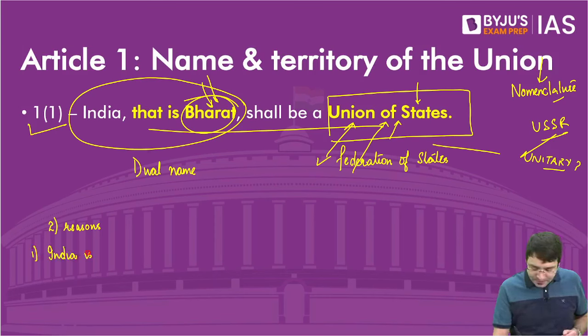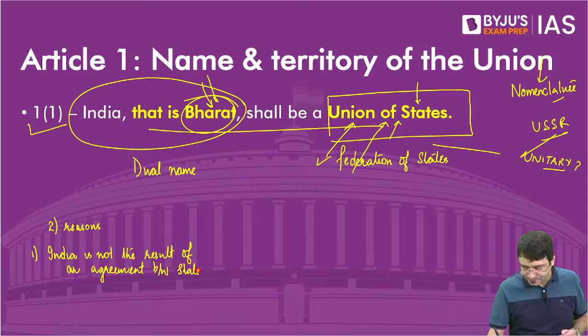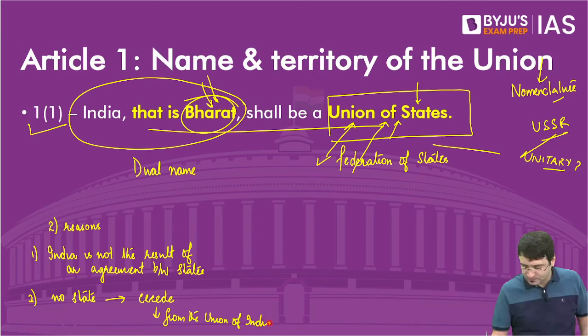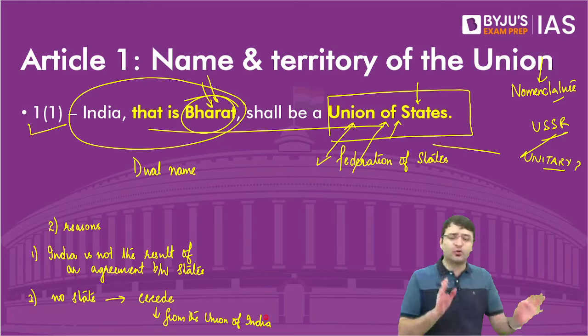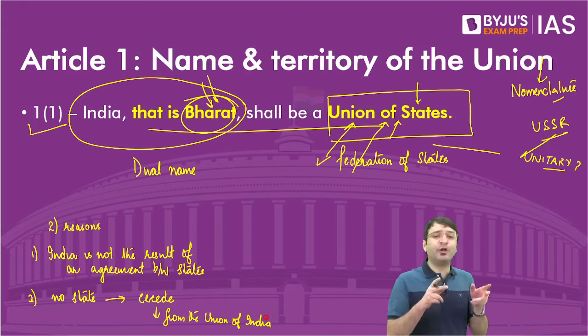India is not the result of an agreement between states, and number two, no state has the right to secede from the Union of India. It's for these two reasons that I have used the term Union of States.